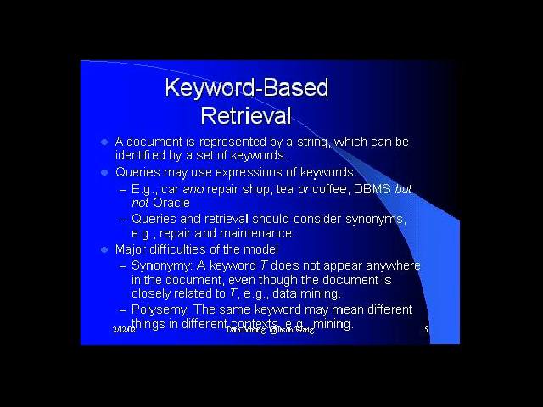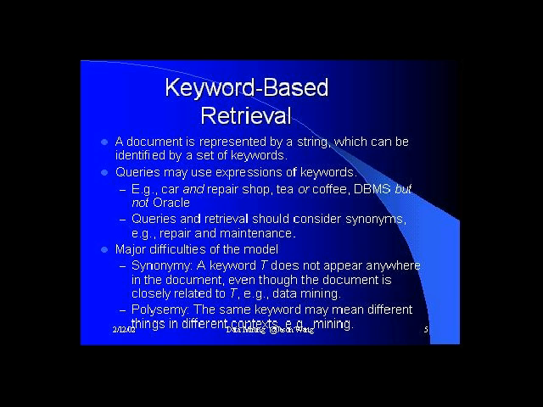Then queries may use expressions of keywords. For example, I want to find a car and a repair shop. I want to find tea or coffee, DBMS, but not Oracle. You are all familiar with these keyword types of queries.